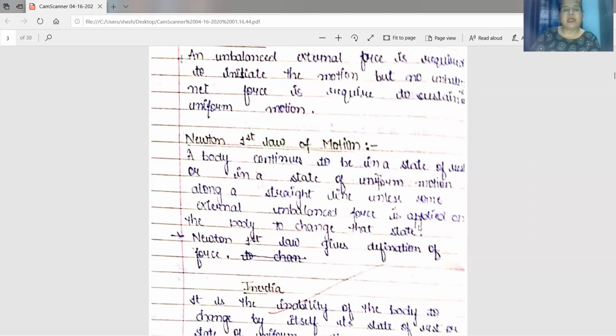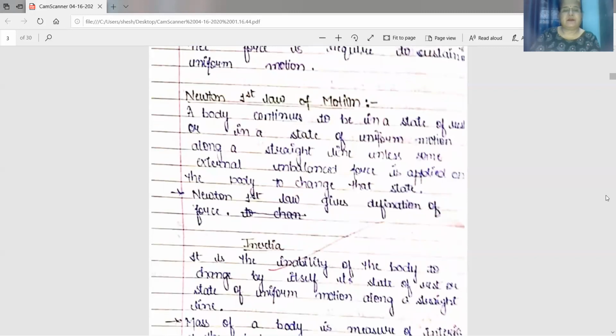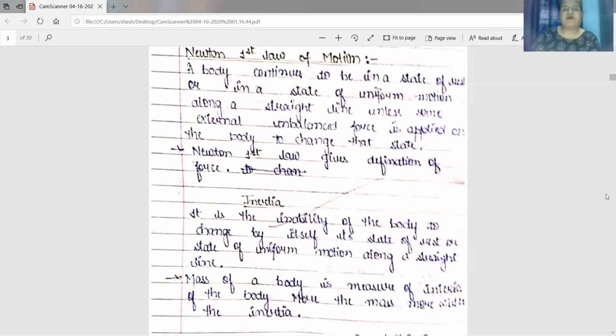I am repeating again, a body continues to be in the state of rest. What does it mean? If a body is at rest, its tendency is to remain at rest. It will remain at rest. If a body is in uniform motion, its tendency is to remain in the motion along the straight line unless and until some external force is applied to change that state. Newton's first law of motion gives the definition of force.